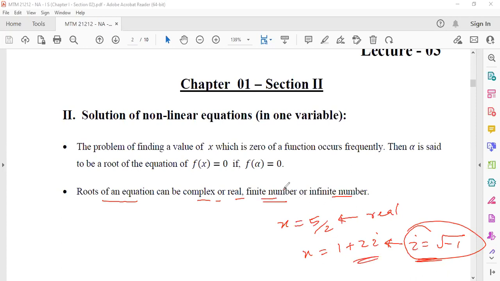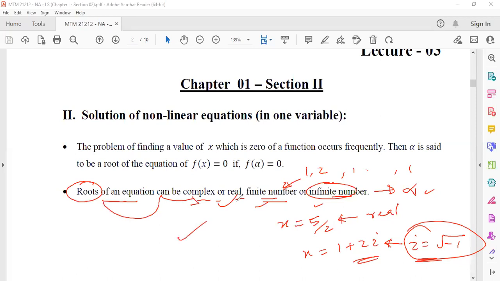Similarly, a finite number means something we can count, for example 1, 2, 10,000, 100,000, like that. An infinite number means we don't know exactly what it is, but there is a number we call infinity that we can't state accurately. So the roots can take any of these forms, complex or real, finite or infinite. That is what they are talking about here.